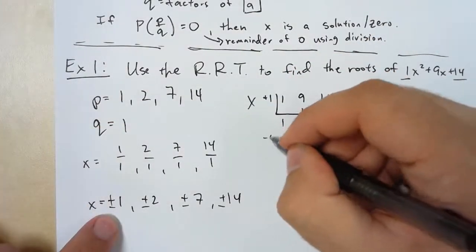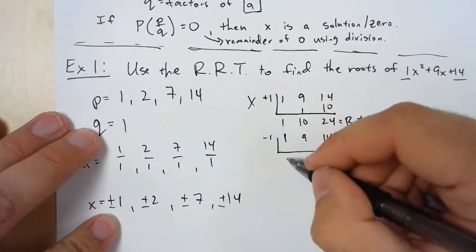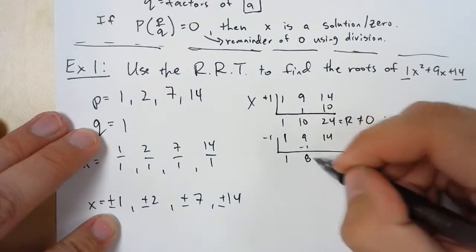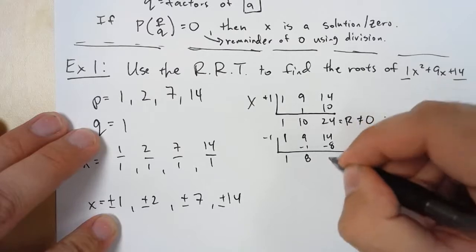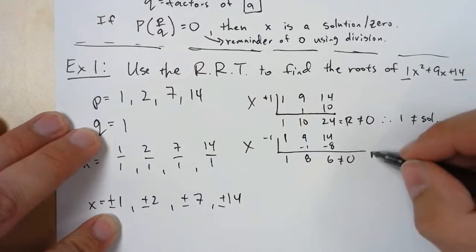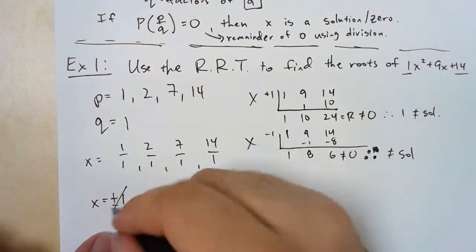Let's try negative 1. So we do this again. 1, 9, 14. 1 carries down. 1 times negative 1 is negative 1. 9 minus 1 is 8. 8 times negative 1 is negative 8, which gives us 6, which is not 0. Therefore, no. The therefore symbol with a line through it means not a solution. Okay, we tried both of those.